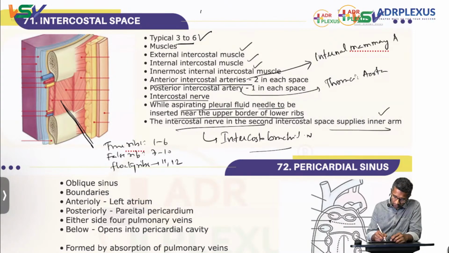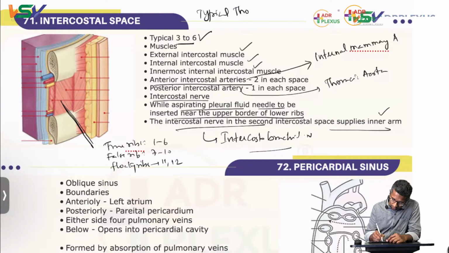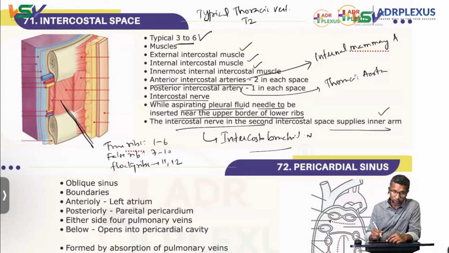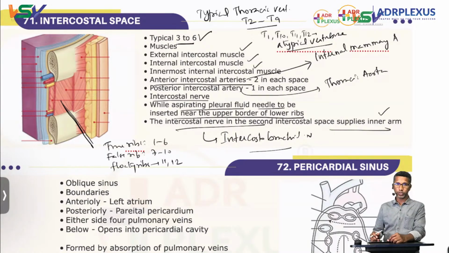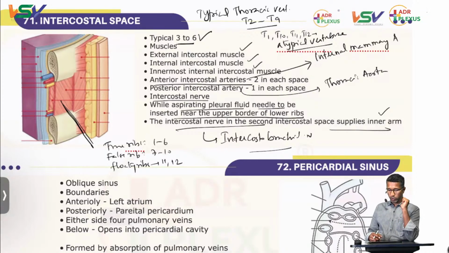In a very similar way, we saw the typical thoracic vertebra just now. Typical thoracic vertebrae are the second to the ninth thoracic vertebrae. T1, T10, T11, T12 are atypical vertebrae. Very simple, but a potential MCQ question: the typical thoracic vertebrae are T2 to T9, whereas T1, T10, T11, and T12 are atypical vertebrae.